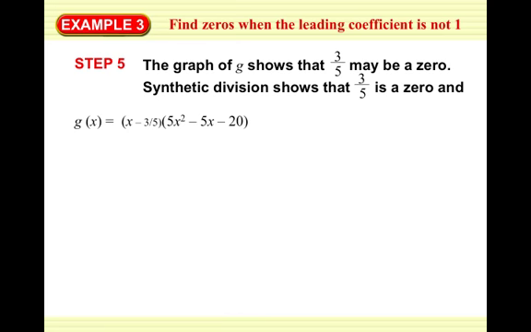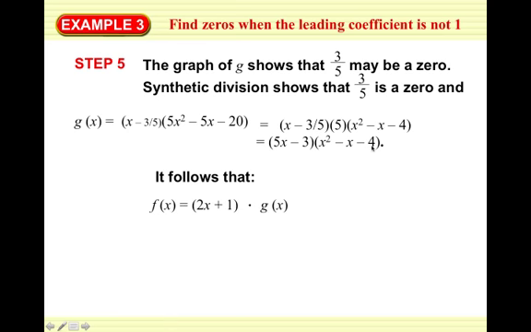Now look how each of these we can factor 5 out of, so let's do that. So we're going to have x minus 3/5 times 5 times x squared minus x minus 4. We're going to distribute the 5 into the x minus 3/5. So we're going to have 5x minus 3 and then times x squared minus x minus 4. So it follows that f of x equals 2x plus 1 times g of x. G of x can be factored into 5x minus 3 times x squared minus x minus 4. So f of x is the product of all of those.